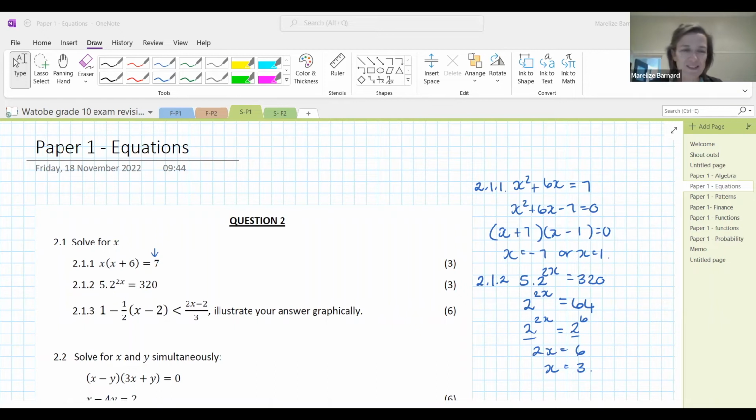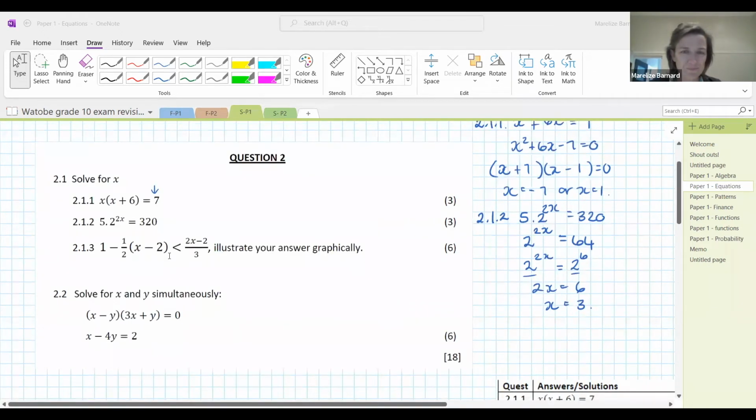Okay, let's see. What is the 6-mark question here? It is an inequality.